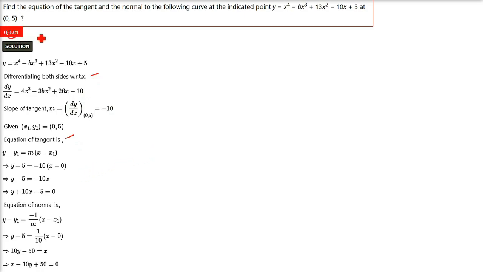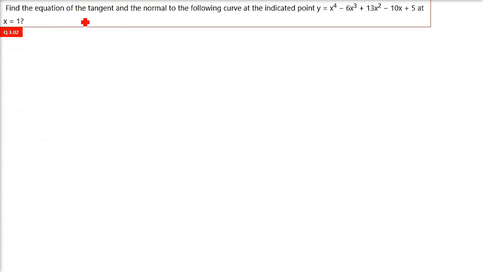See, since there are questions which may repeat, if there is certain repetition, we will just forego it. Now find the equation of the tangent and normal of the following curve at the indicated point. X is equal to 1. So first thing we have to do is to find out the value of y, because x is only given to us, y is not given to us. So first the equation is already given to us, so we will find out the value of y replacing x as 1. Y is equal to, in place of x, just replace it by 1. So 1 raised to 4 minus 6 into 1 cube plus 13 into 1 square minus 10 into 1 plus 5. Y is what? It's 3. So x is 1, y is 3.